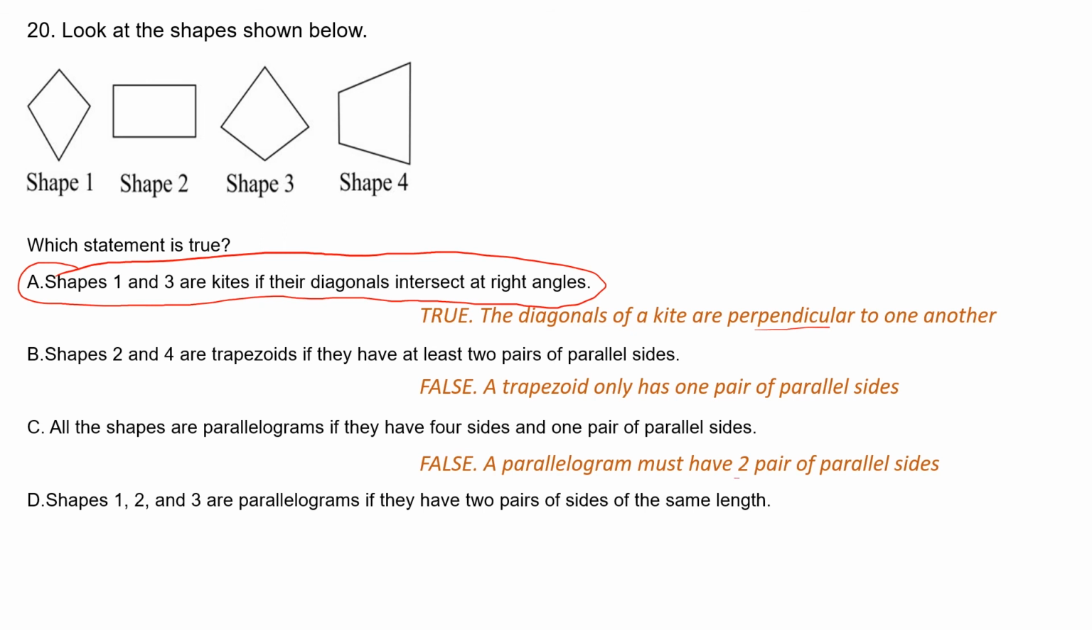And D says shapes 1, 2, and 3 are parallelograms if they have 2 pairs of sides of the same length. This is false as well. Only 2 types of parallelograms, which are squares and rhombuses, or rhombi, or a square and a rhombus, have all congruent sides. And so A would be our true statement. The diagonals of a kite intersect at a right angle because they are perpendicular.